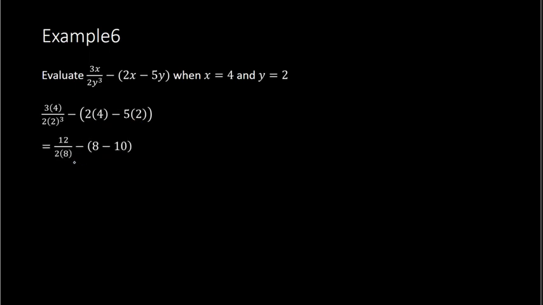So then from here, 2 times 8 is 16, and then 8 minus 10 is -2, and then 12/16 can reduce. I can divide top and bottom both by 4. That gives me 3/4, and then minus the negative would become a plus. So I have 3/4 plus 2, which would be the same thing as 2 3/4. So 2 3/4 would be my solution.